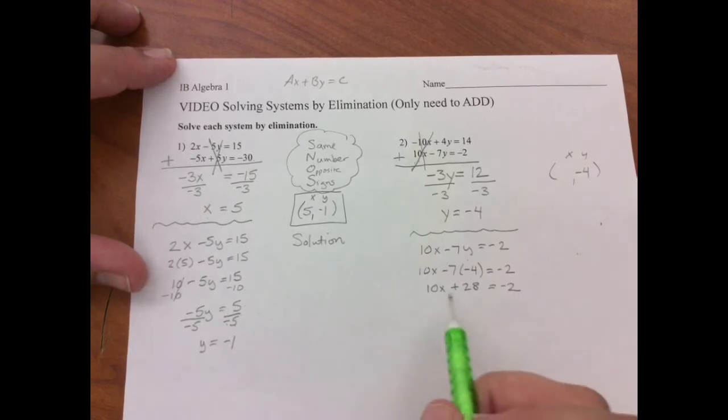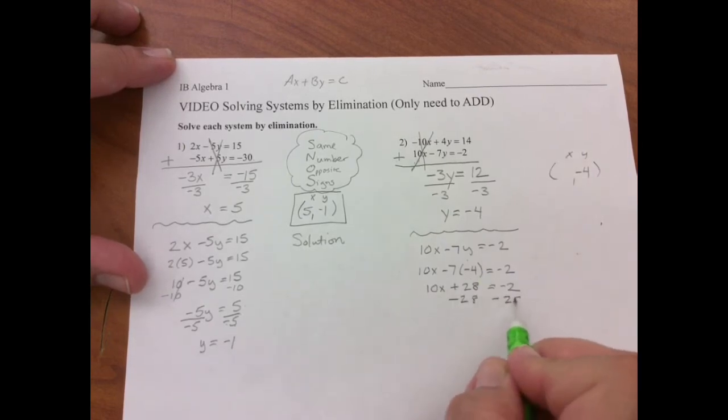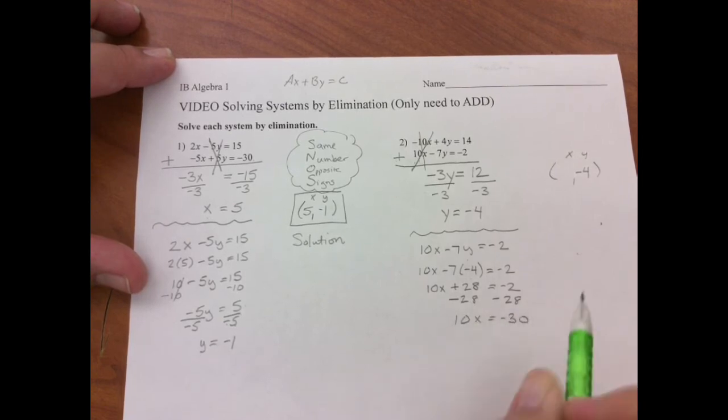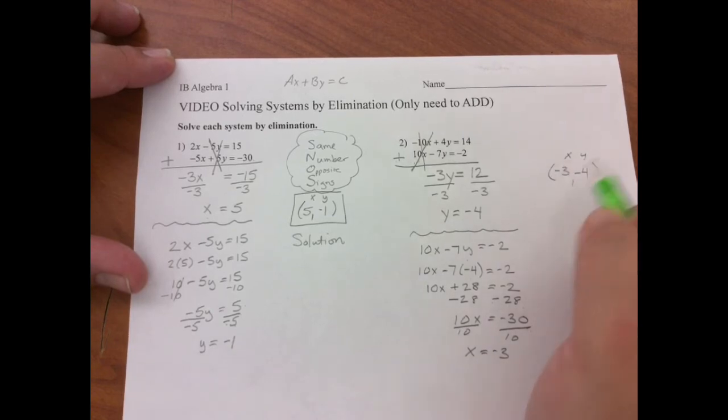Now to solve for this x, I need to use my inverse operations. Plus 28 means I'm going to subtract 28. 10x is going to equal negative 30. Negative 2 minus 28 is negative 30. I'm going to divide by 10 on both sides to solve for x. X is going to equal negative 3. And I'm going to write that into my solution. And there is my answer for this system.